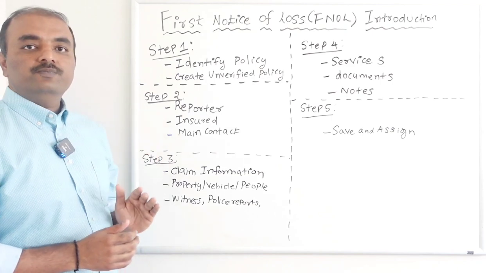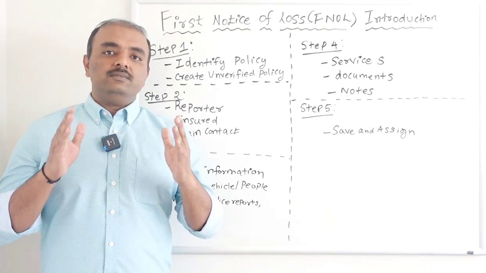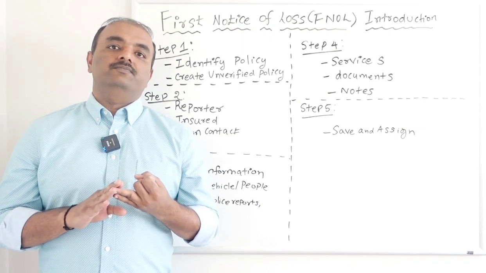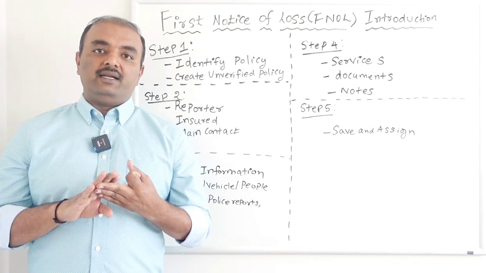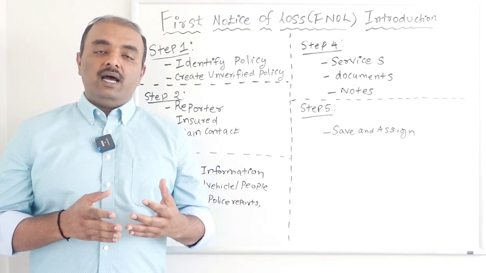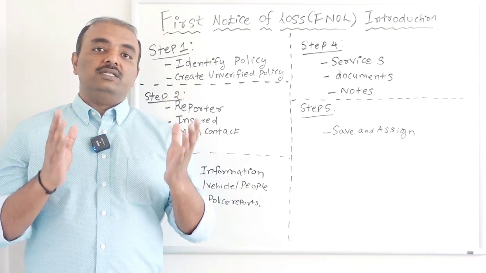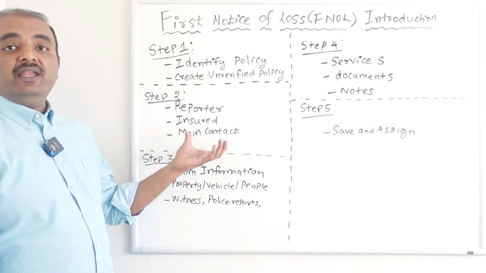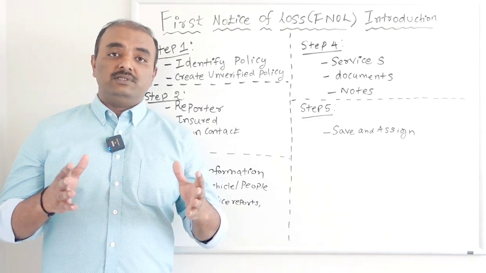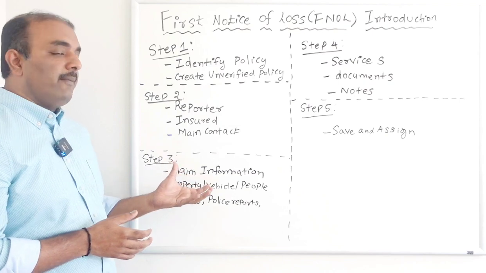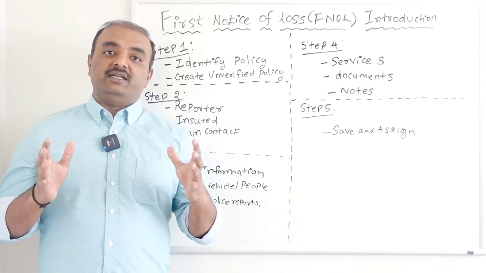Now step number two, we have to capture the details of the reporter, the primary insured, and at the same time the main contact. So the reporter could be someone, a friend or a family member, and some details specific to how they have reported the claim or what kind of relationship they have. Similarly, the primary insured details, and the main contact is going to work with the claims until the claim is closed. The third step is claim information, which is a very important section, right?